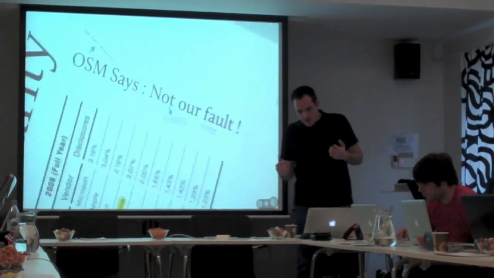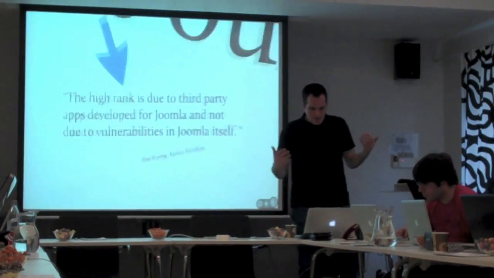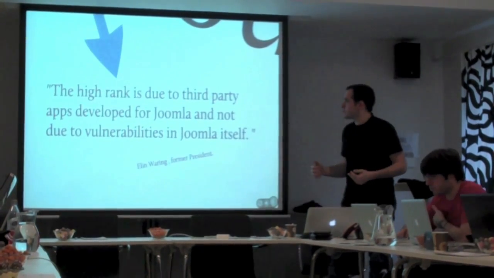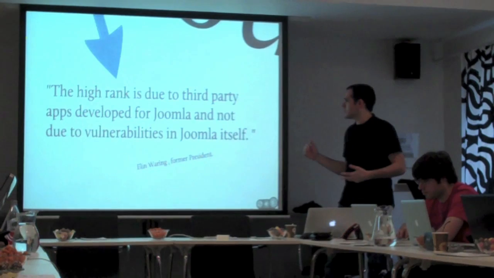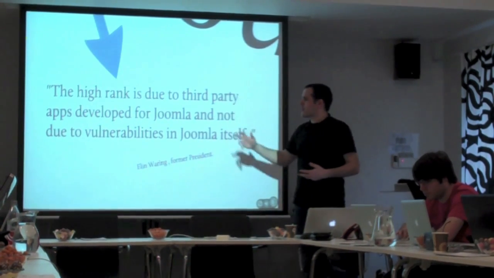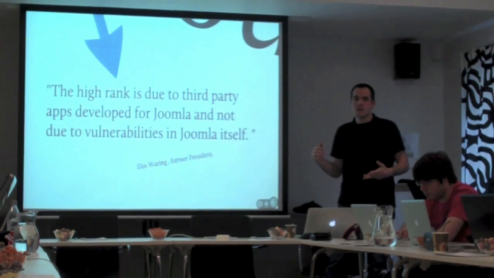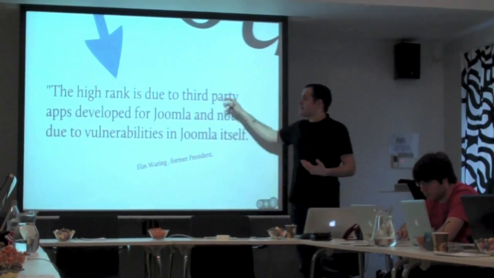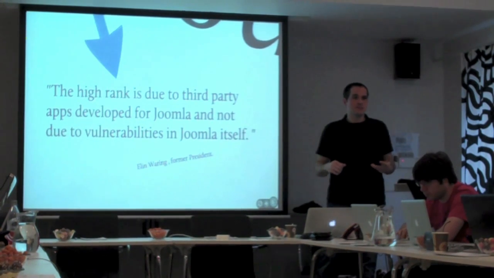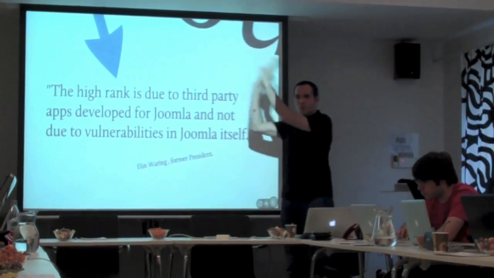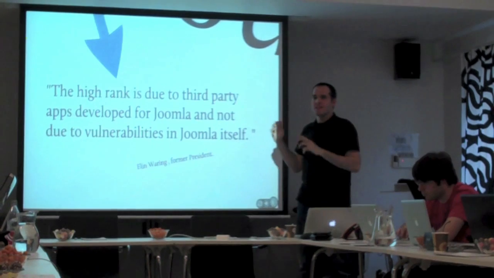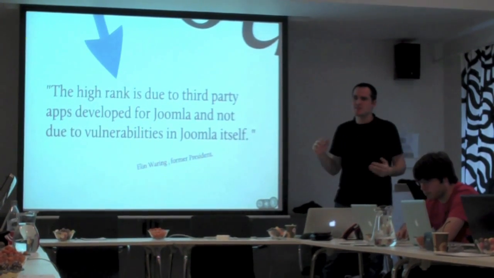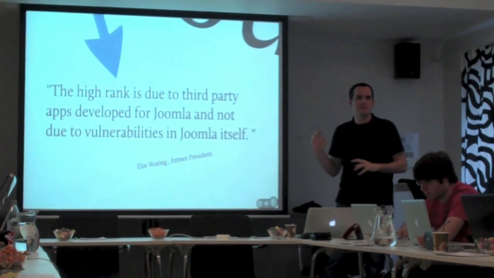At OSM at some point has said, Elon Warren wrote that on a blog post, yes, we have security problems, and no, it's not Joomla's fault. It's the third-party apps developed for Joomla. Now, first of all, I don't like that name, third-party apps. That basically means it's done somewhere over there, and we don't really care about it. Yeah, we put it on our website, there are 6,000 of them, but it's all their problem.